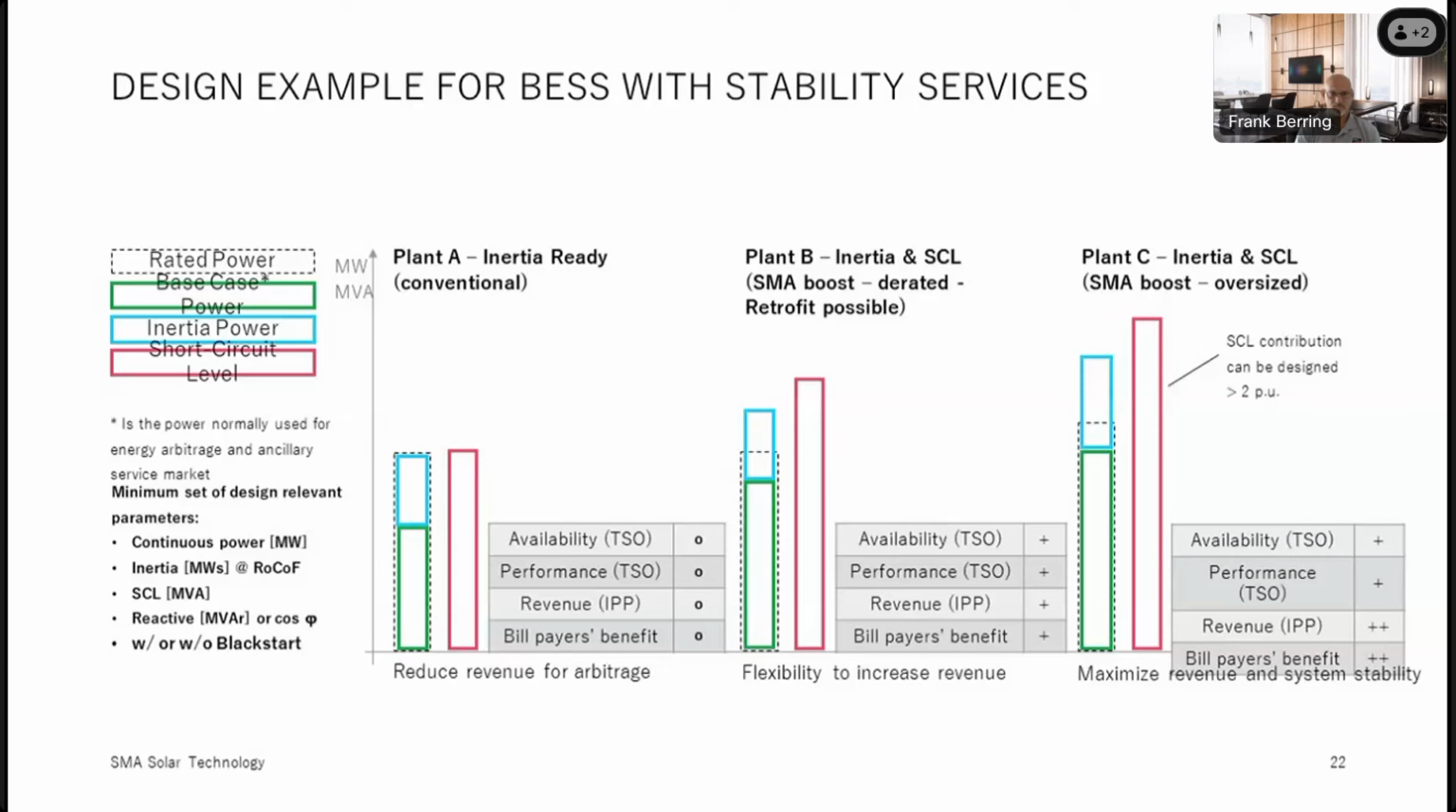One portion of that can be used for inertia, so that's why the blue box goes beyond the dashed line, and that's making use of overcurrent for the inertia purposes. And then even for short circuit current, we are even higher. We are using our boost, so it gives you higher availability, higher performance, higher revenue, and it gives you benefits for that purpose. If we look at plant C, that is inertia and short circuit current with SMA boost oversized.